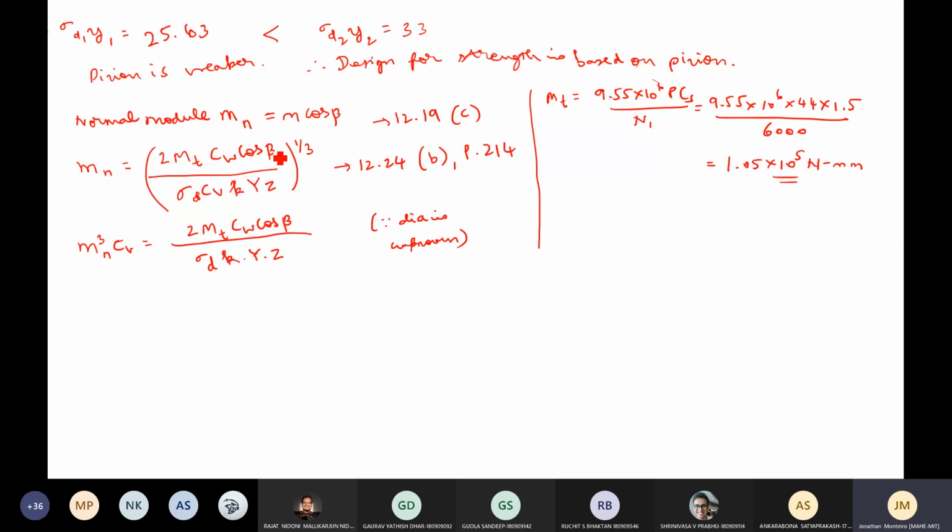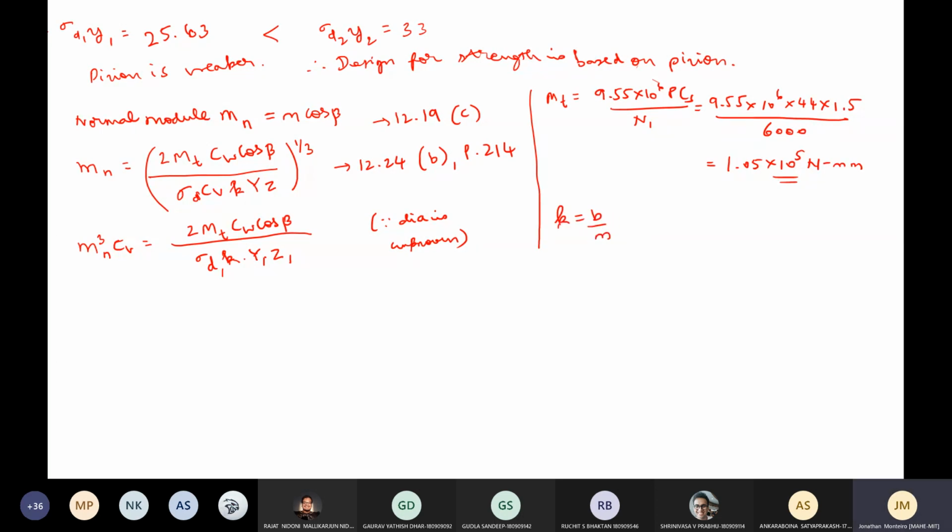Sigma d is known, and since you are designing with respect to the pinion, I can safely say that 1 can come here: sigma d1, Y1, Z1. Sigma d1 we already know. Y1 is anyway pi into y, so that is ready with us. Z1 is also known. What value to use for K? We know that K is equal to b by m.